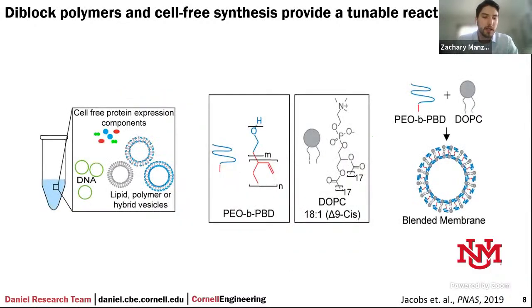So as I mentioned, we're using a blended membrane system, and this comes from the basis of the Kamat lab at Northwestern University. They published in 2019, in which they can form blended membranes using a diblock copolymer. In this case, it's polyethylene oxide polybutadiene with the POPC lipids. And they found that by blending these diblock copolymers and lipids, they can tune the biophysical properties of the vesicles and affect the protein synthesis and properties.